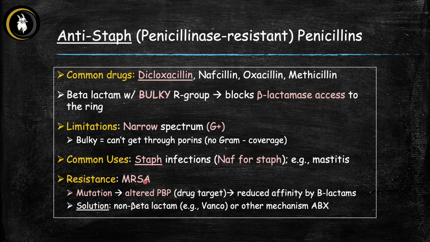And so what that means is that this type of bacteria, the MRSA, has actually mutated its transpeptidase. So by altering the penicillin binding protein, which is the drug target for beta-lactams, now the beta-lactams have less affinity, they can't bind as strongly, therefore they can't inhibit the cross-linking, and therefore MRSA is resistant to all the antibiotics in this category, as well as to all the beta-lactam antibiotics.